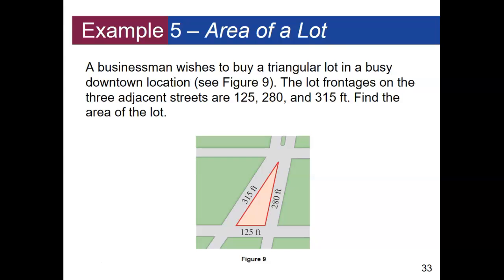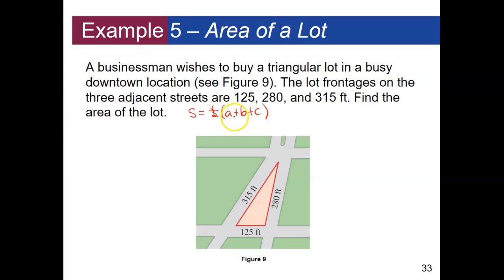Okay, so if we look at this problem here, we've got a businessman wishes to buy a triangular lot in a busy downtown location. The lot frontages on the three adjacent streets are 125, 280, and 315 feet. Find the area of the lot. So it's not unusual that you wouldn't necessarily know these angles, and you would know the sides in a case like this. So if I want to find the area of the lot, then I'm going to have to use that semi-perimeter that we talked about, which was 1/2 of A plus B plus C.